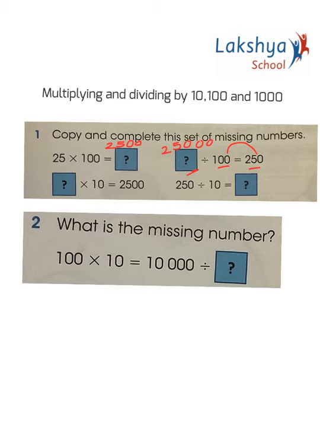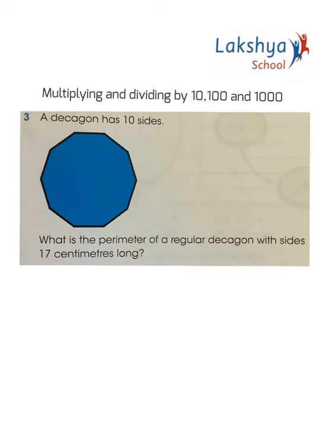Question 2. What is the missing number over here? When you multiply 100 and 10, we get 1000. So how to balance it? 10,000, when you divide by 10, you get 1 followed by 3 zeros because the 0 and 0 get cancelled in the division process. So we get 1000 and 1000 on both the sides. This is how we balance the numbers.